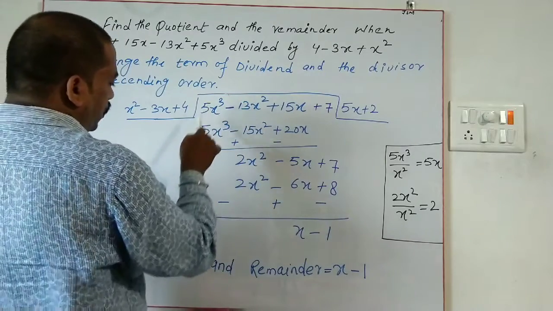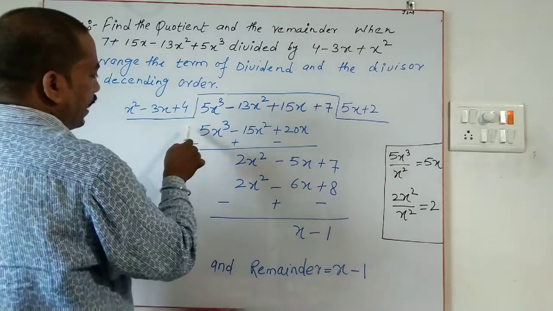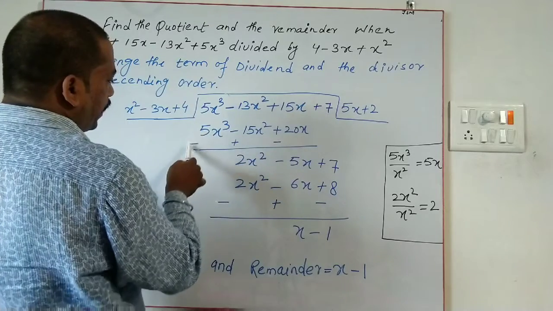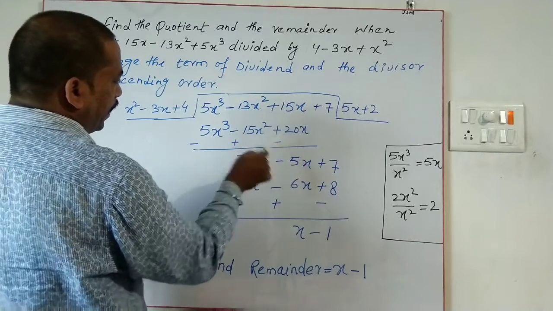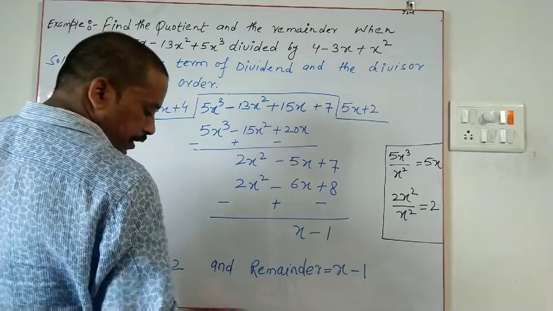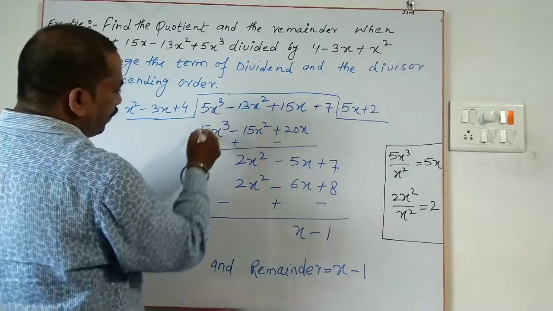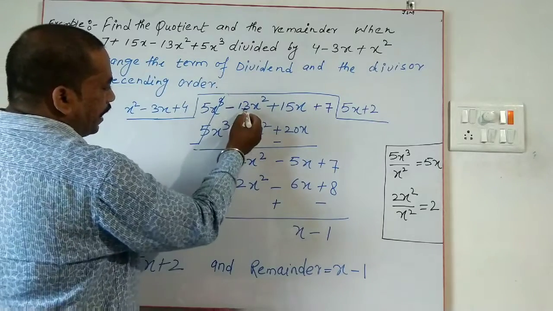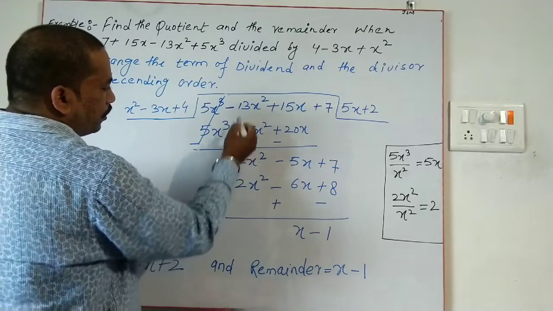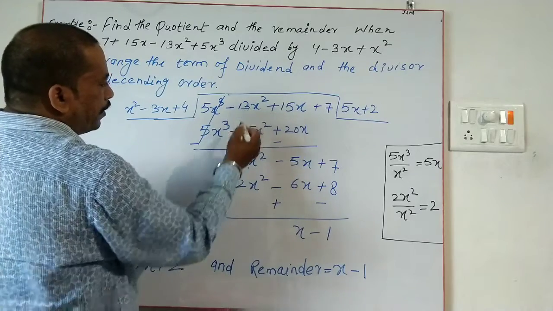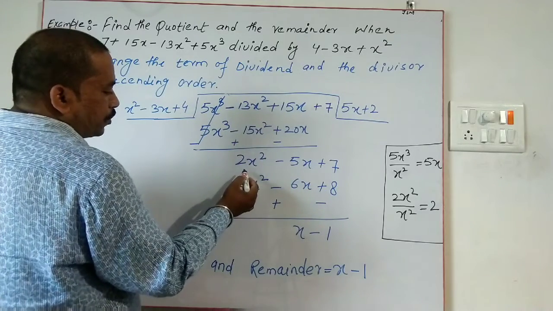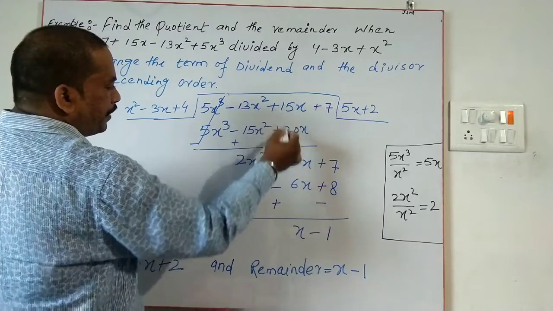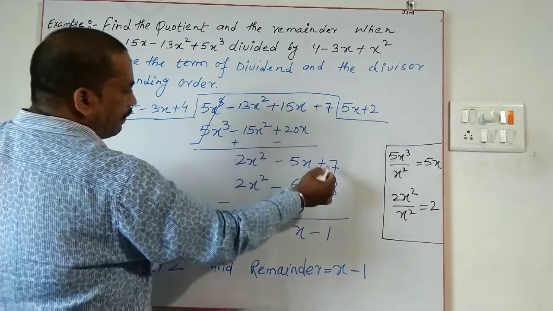Now we will subtract the result from the dividend. So for subtracting, we have to change the sign of this polynomial. So plus will become minus, minus will become plus, and plus will become minus. Now these two, the first terms, are equal, but they have opposite sign, so they are cancelled with each other. In next, minus 13x square and plus 15x square. So the difference of 15x square and 13x square is 2x square. In next, the difference of minus 20x plus 15x is minus 5x and plus 7 as it is.